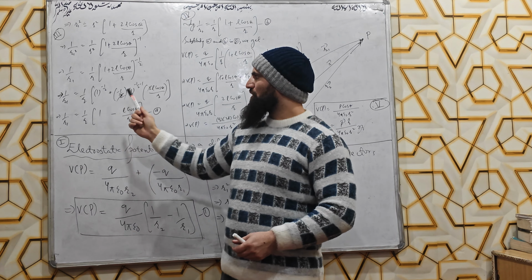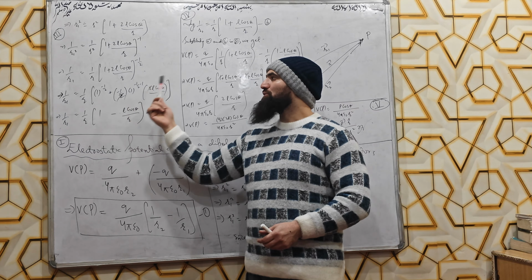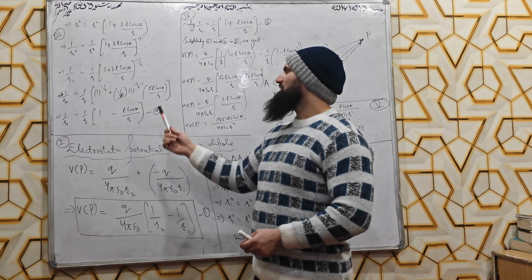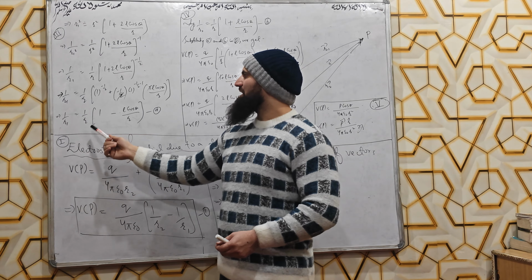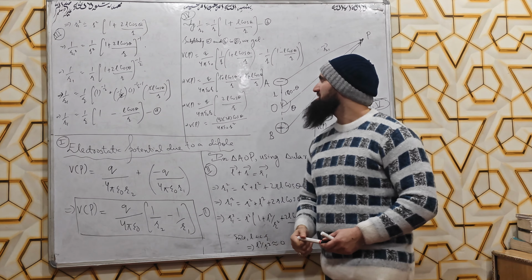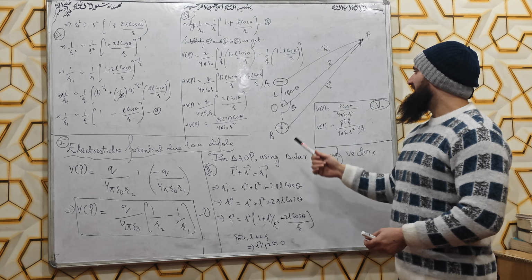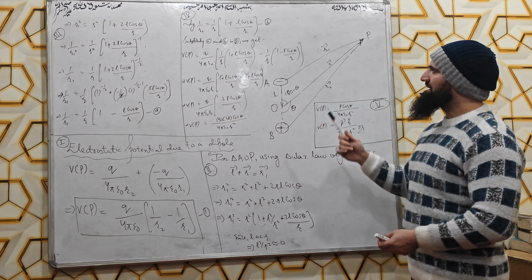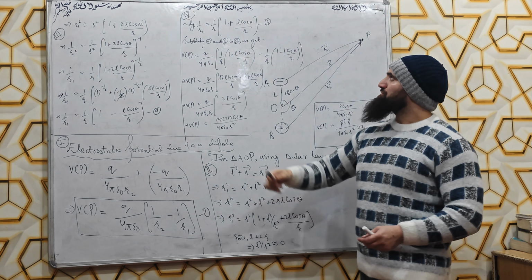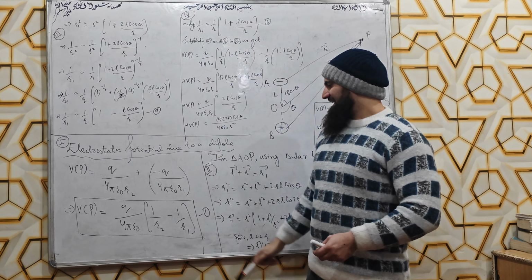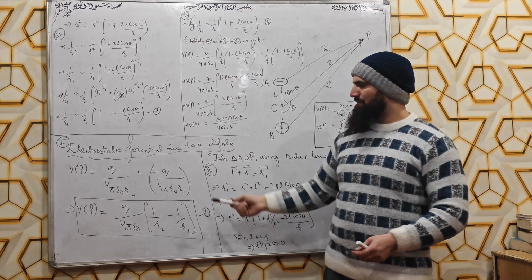Now applying the binomial theorem here, we will have 1 plus a raised to power n is approximately 1 plus n into a, where n is minus 1 by 2 and a is 2L cos theta by R. So we will obtain 1 by R1 is equal to 1 by R into 1 minus L cos theta by R. Similarly, applying the triangle of vectors in this triangle OBP, we will obtain 1 by R2 is equal to 1 by R into 1 plus L cos theta by R. Substituting the values in this equation first, we will obtain that V of P is equal to Q by 4 pi epsilon naught.